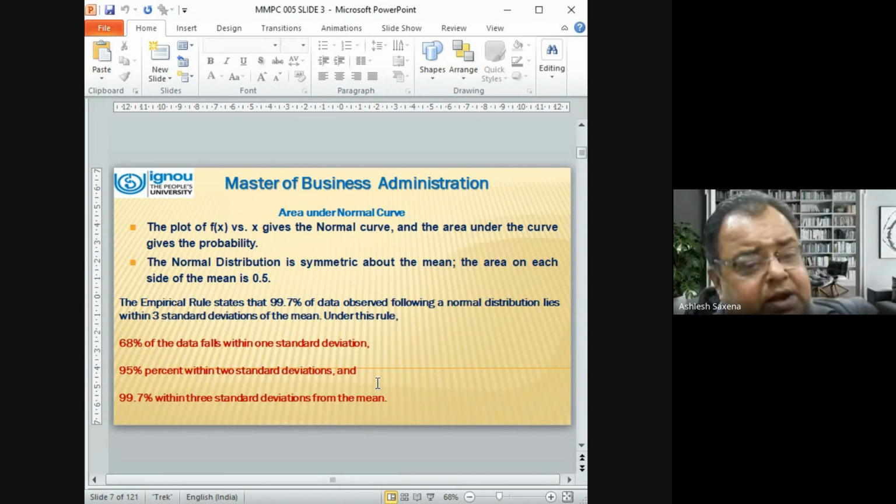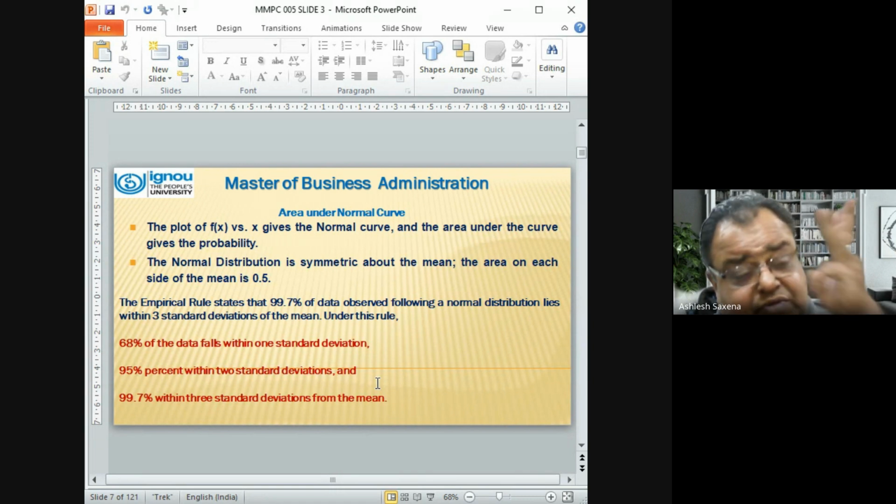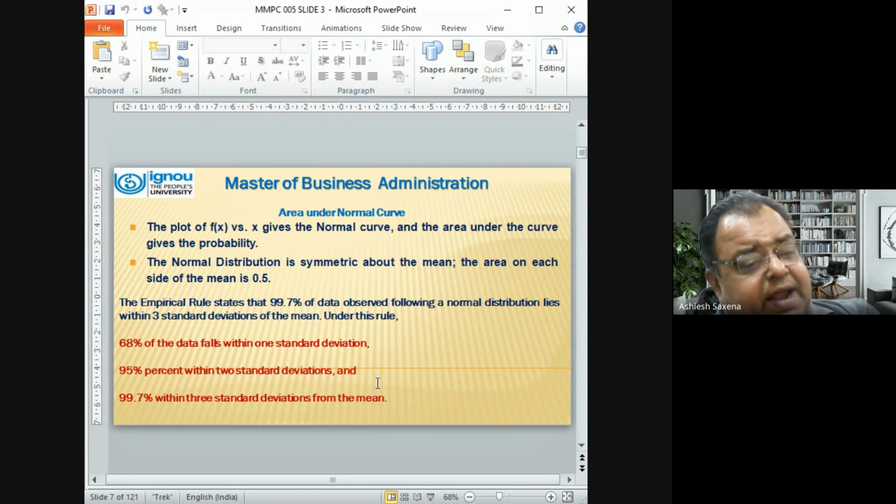The empirical rule states that 99.7% of the data observed following a normal distribution lies within 3 standard deviations of the mean. Under this rule, 68% of the data falls within 1 standard deviation, 95% within 2 standard deviations, and 99.7% within 3 standard deviations of the mean.